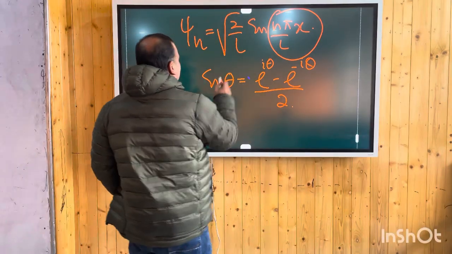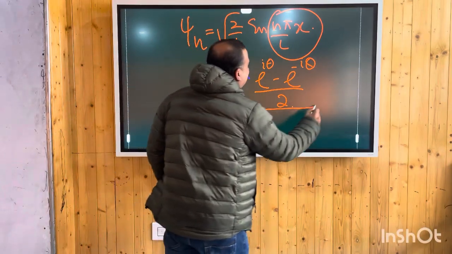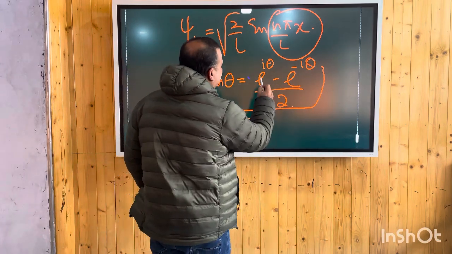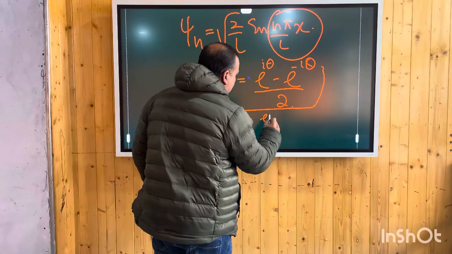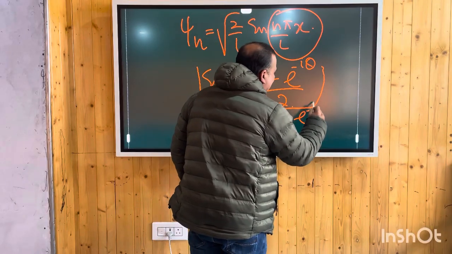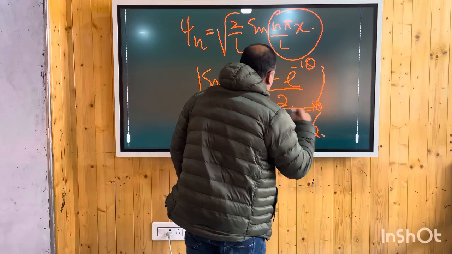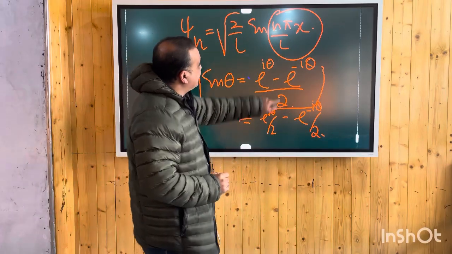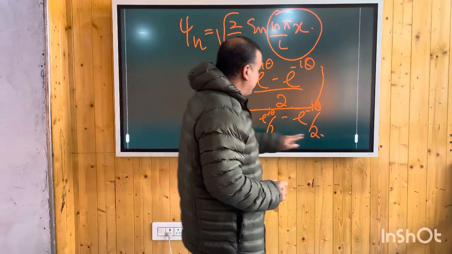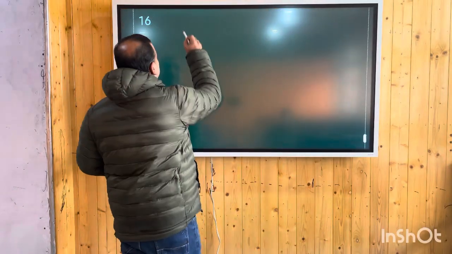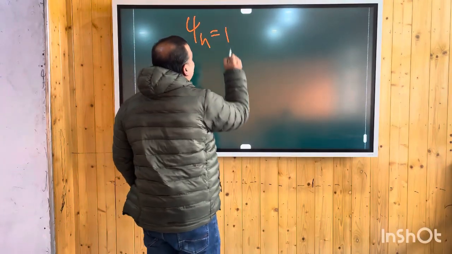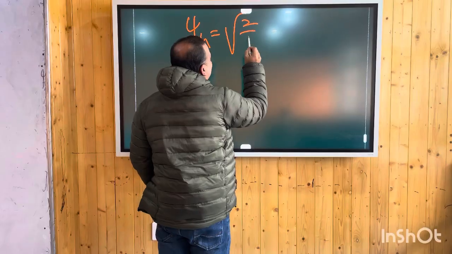So for this sine theta, what will I use? I will use e to the power of i theta by 2 minus e to the power of minus i theta by 2. Now we know what theta is. Theta is n pi by L times x. We will not go into those details. So what's going to happen? Psi n is what? Under root of 2 by L.